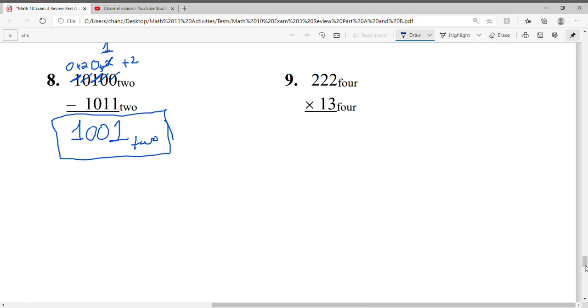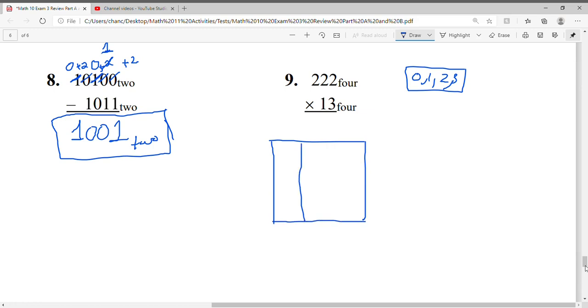In question 9, we're multiplying 2 base 4 times 1 3 base 4. Now the only symbols in base 4 are 0, 1, 2, 3. So if you get anything larger than this, you've got to convert it to base 4. Now I could use the lattice method or I could use the standard algorithm. For this question, I think the lattice algorithm would be pretty doable. And let's try that with the lattice algorithm. Now you could do the standard algorithm, you'll get the same answer.